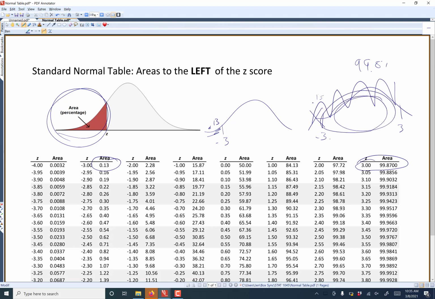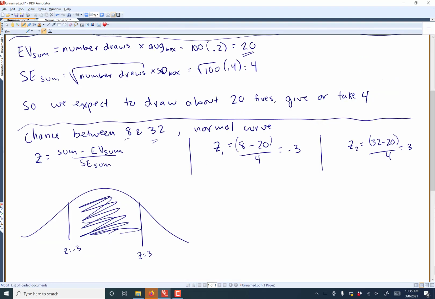Okay. So coming back, I draw a picture that looks kind of like this. I say from here all the way over, I know it's going to be 99.87. And from here over, I know that's going to be 0.13. So if I want the area in the middle, I subtract them. So I'll do 99.87 minus the 0.13, which gives me 99.74% is the area in the middle.